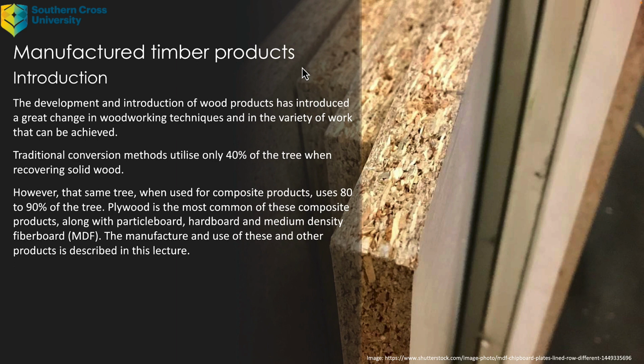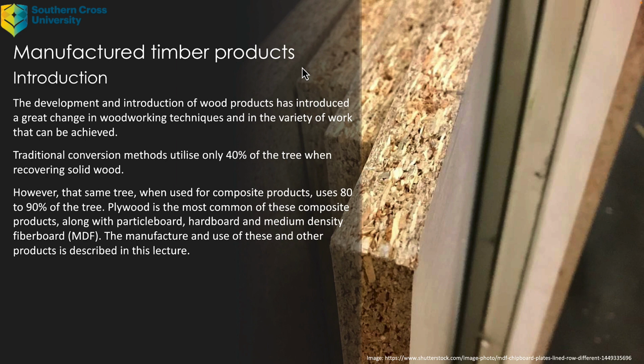Now, it's interesting to consider that traditional conversion methods, so that is like when we cut the tree down as we've been looking at in previous lectures, it really only utilises 40% of the tree when we're recovering solid wood from it. And what we're talking about there is the tree as a whole, including leaves, branches, all that sort of thing. However, that very same tree, when used for composite products, manufactured timber products, uses 80 to 90% of the tree.